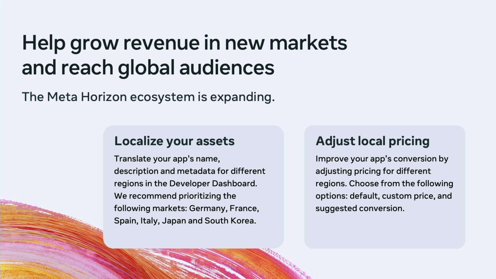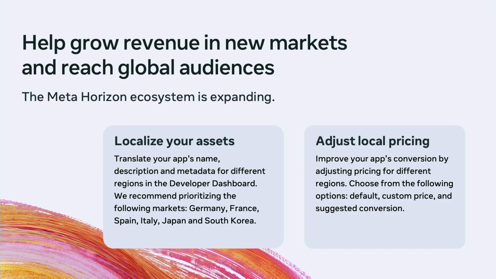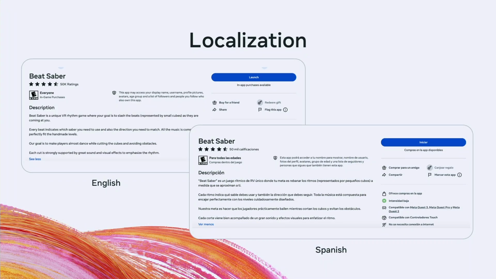custom price, suggested conversion. The last thing you'd want is a price of $10, 12 cents showing up somewhere. So you'd want to adjust it, make it a bit more friendly. The top markets that we recommend you localize is Germany, France, Spain, Italy, Japan, and South Korea. How does your PDP page look if you actually localize? It looks very similar. You will not lose any of the insights that you've gained, but it is going to be a lot more friendly for customers in those regions.